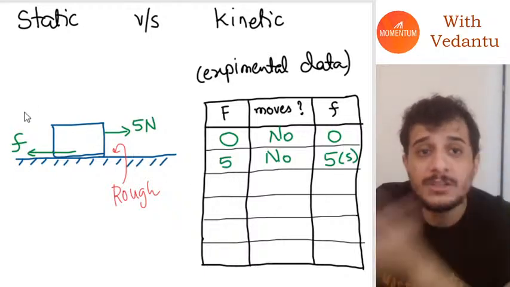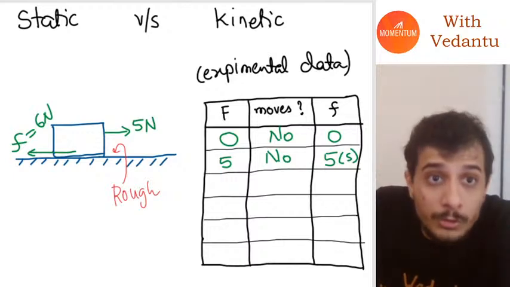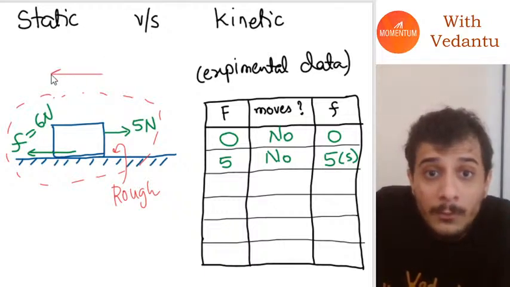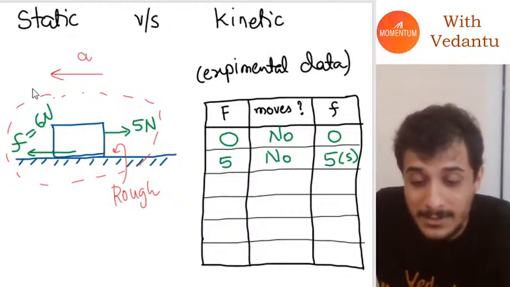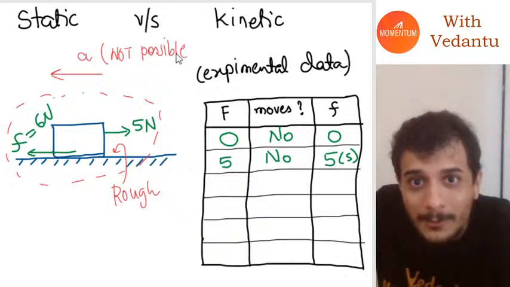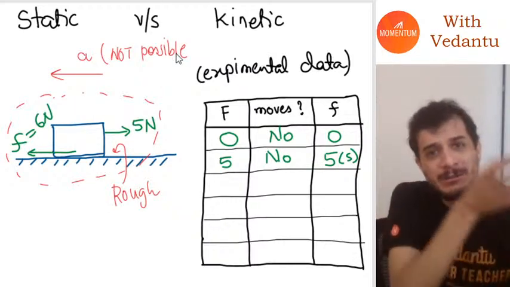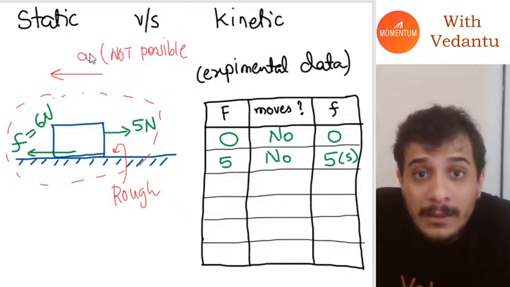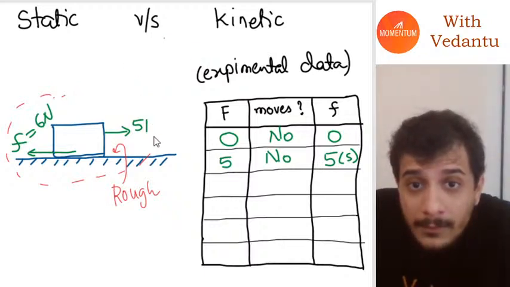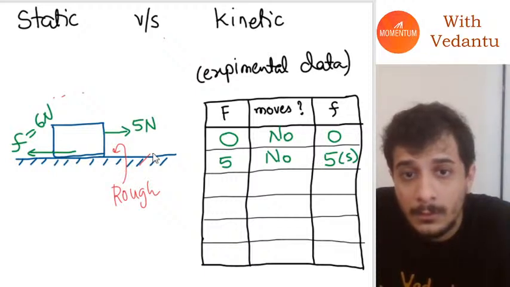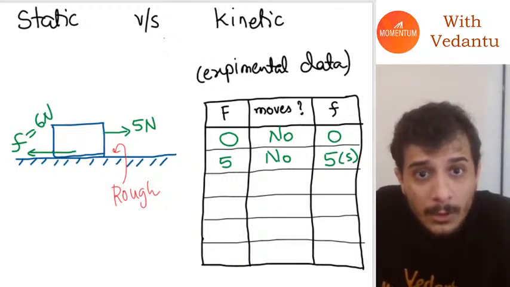Now Jojo is saying it can be 6 Newton as well. Jojo, if the friction is 6 Newton, that means there is an overall force in this direction and the block will start accelerating in this direction, which is not possible. Do you think it is possible that I'm pulling the block towards right and it starts moving towards left? No, it's not possible, Jojo. So this is not going to be the case. This will also be 5 Newton only.